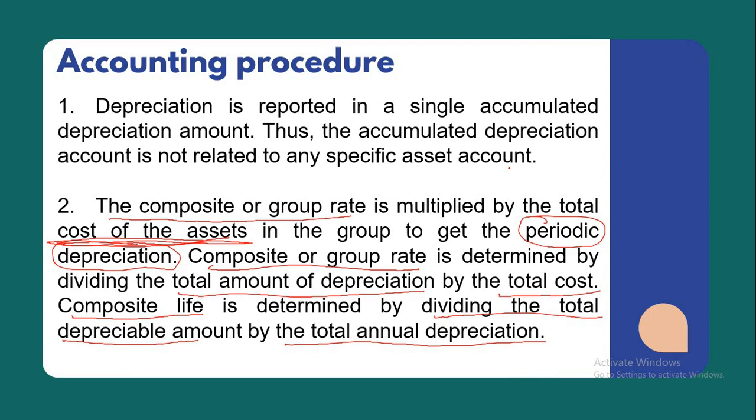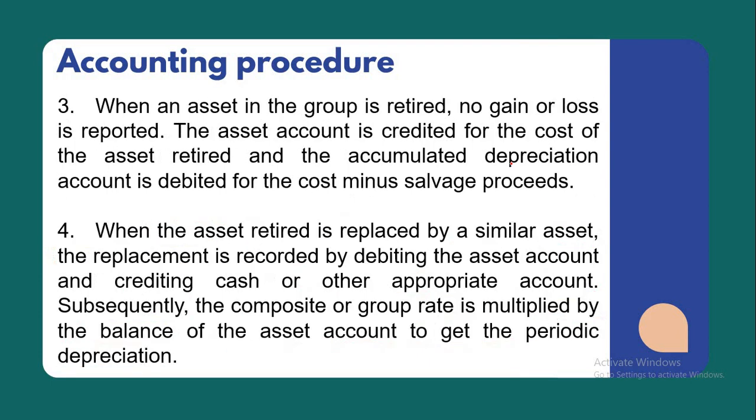Composite life is computed as total depreciable amount divided by the total annual depreciation. So, kaning composite life or the average life, mao ni siya ang number of years kung kanus-a mo siya i-depreciate. Okay? Not dili tong useful life sa isa lang ka-asset, but rather we will be getting the average life of those group of asset. Okay? Third step, when an asset in the group is retired, okay?